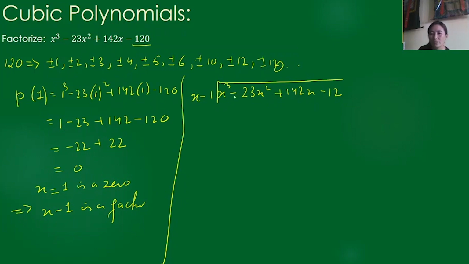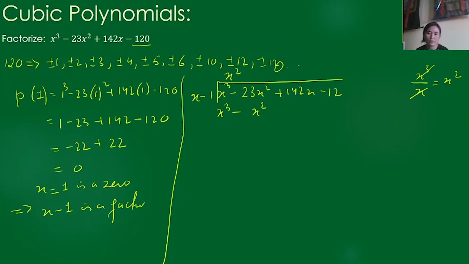We'll take the first term, that is x cubed. We'll divide this by the first term of the divisor, x. So you will get x square. So here we'll write the x square. Now x square will be multiplying with both the terms in the divisor. So x square into x is x cubed, and minus into plus is minus x square.